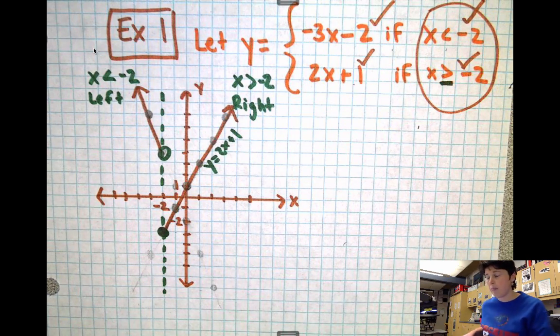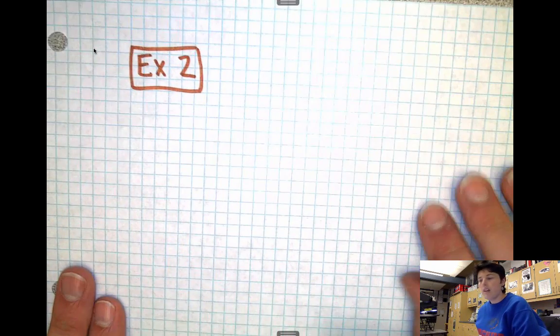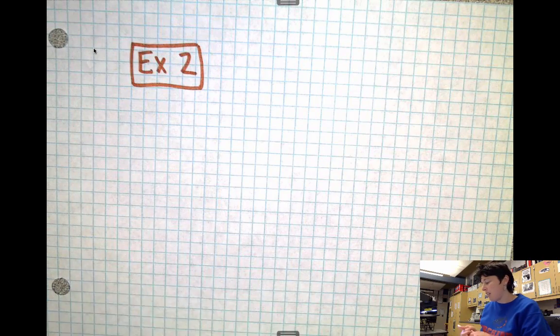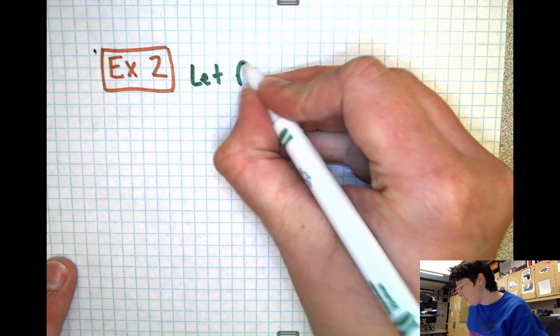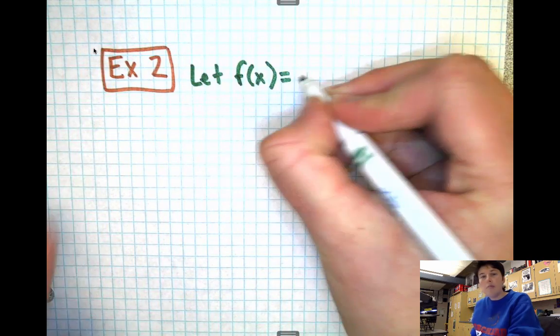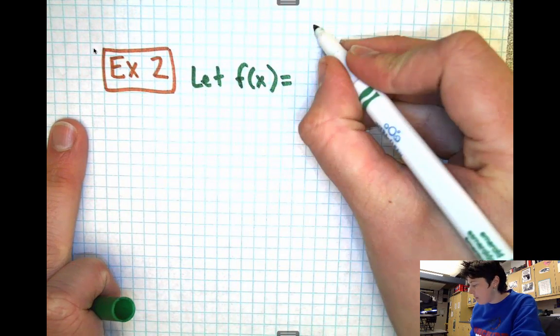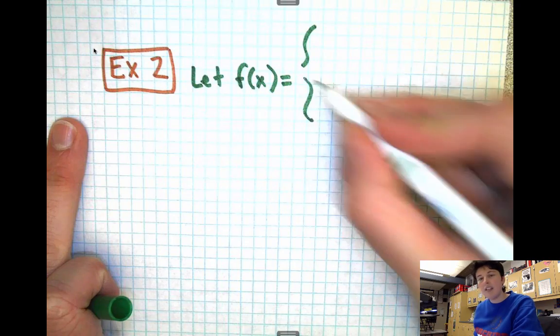So let's try another one because that was kind of a basic one. Let's try a second one. So we're going to do an example 2. All right, example 2, same idea. We're going to have a function. We're going to say this time, let f of x equal. But it's going to be a piecewise graph, so I'm going to make this brace that looks like this.